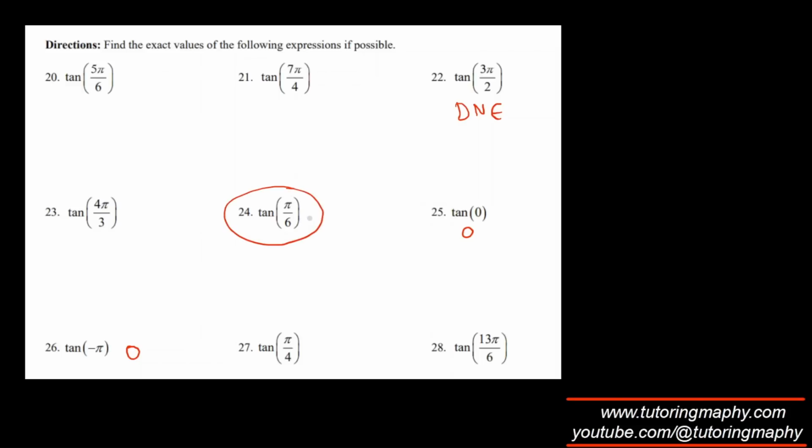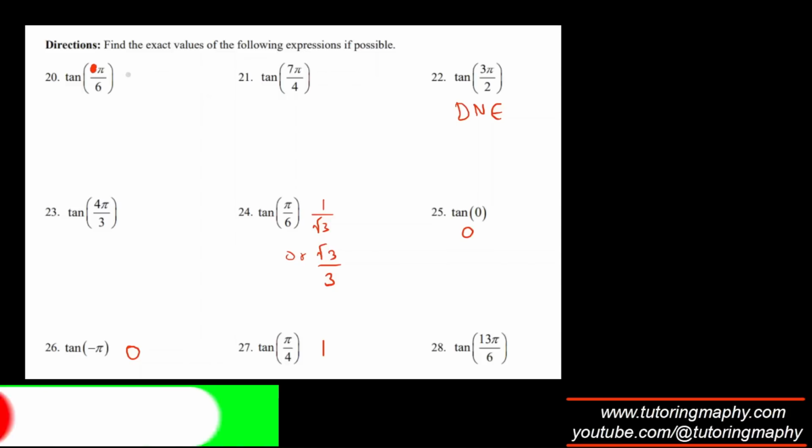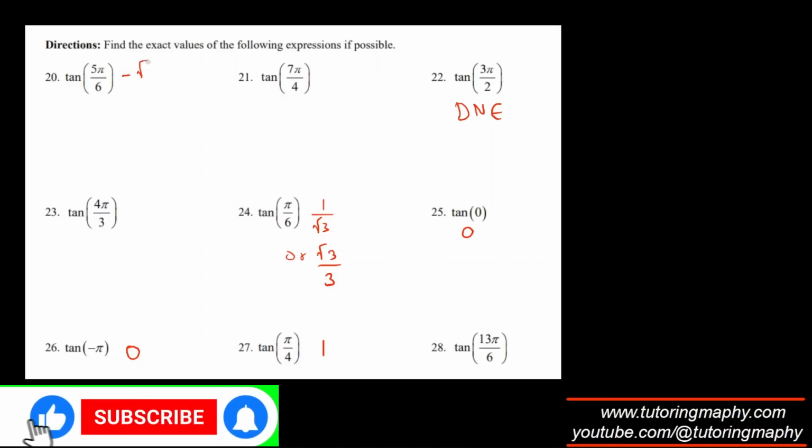Now let's crack quadrant 1 first. Tan of pi over 6 is a standard value, 1 over root 3, sometimes written as root 3 over 3 in a rationalized fashion. Likewise, tan of pi over 4 is in quadrant 1, so that's positive and obviously just 1. This is quadrant 2, it has to be negative, and the reference angle, if we eliminate 5, is pi over 6, which is root 3 over 3. But since it is negative, I will write negative root 3 over 3.